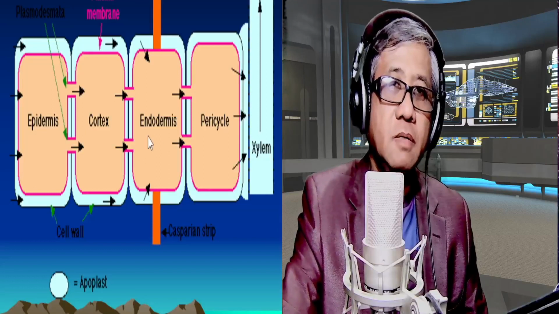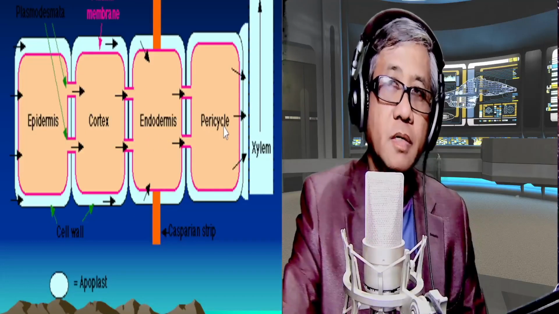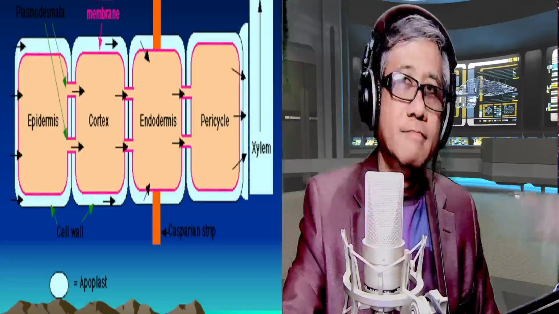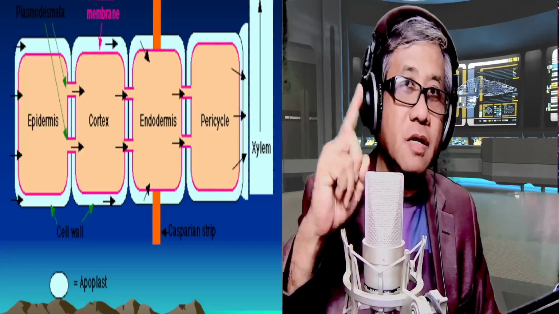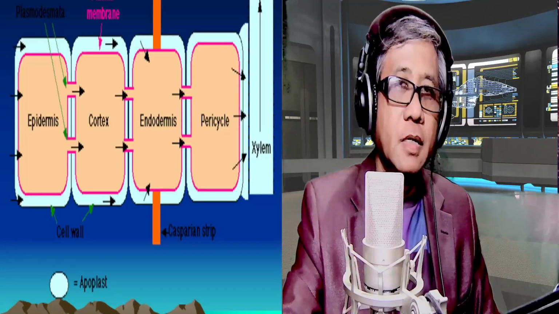And upon reaching the endodermis, they will enter the pericycle and eventually reach the xylem vessels. Alright, so I hope everything is clear about the symplastic pathway of water. Now let's proceed with the apoplastic pathway, or the apoplastic route.